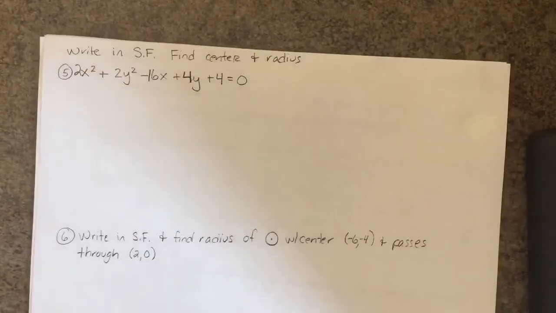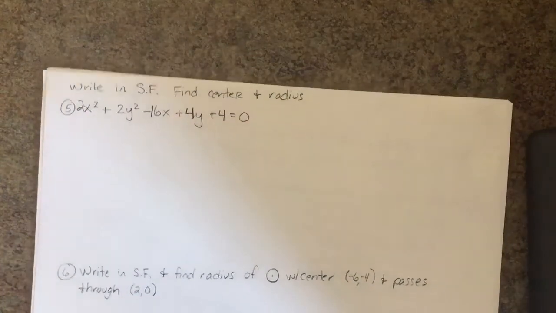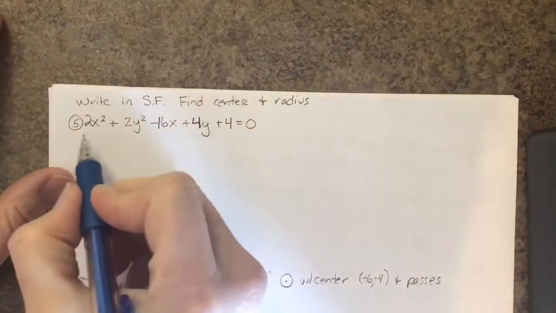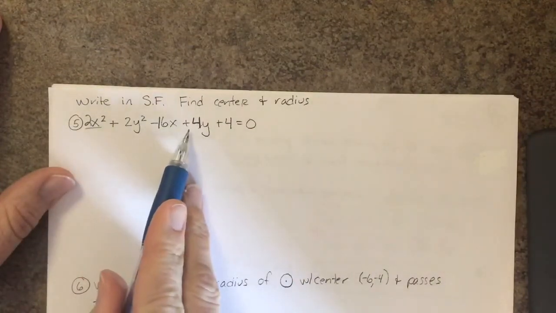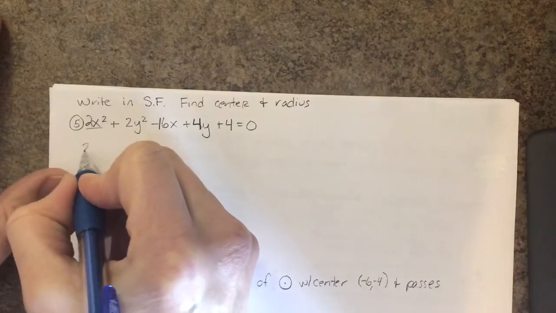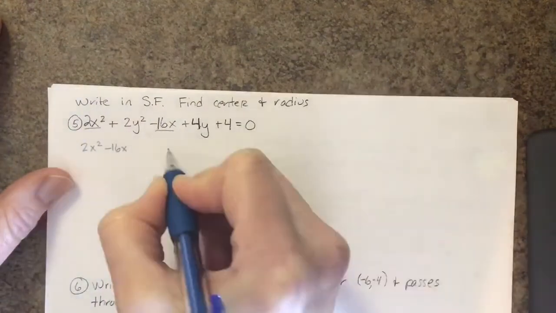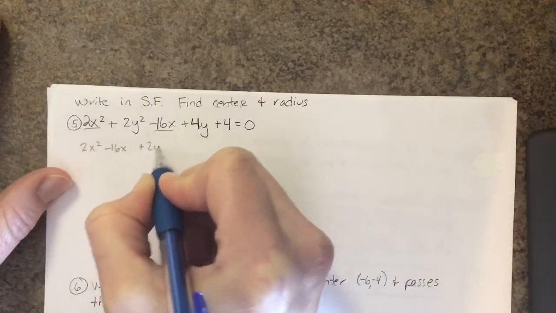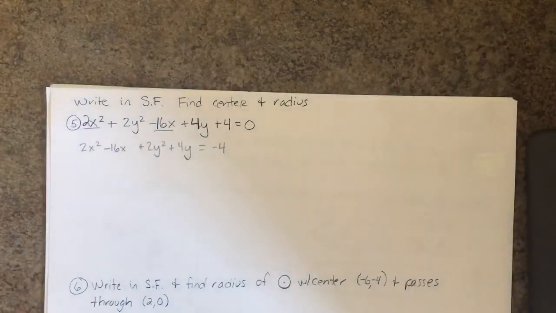Next one. 3 more problems. Number 5. Given this big long equation, write it in standard form, and then find the center and the radius. Ooh, this looks a little longer. I've got my 2x squared, 2y squared, negative 16x, 4y plus 4 equals 0. I'm going to put all my x's together: 2x squared minus 16x. Then I'm going to put my y's together: 2y squared plus 4y. And I want my constant, my number, on the other side, so minus 4.